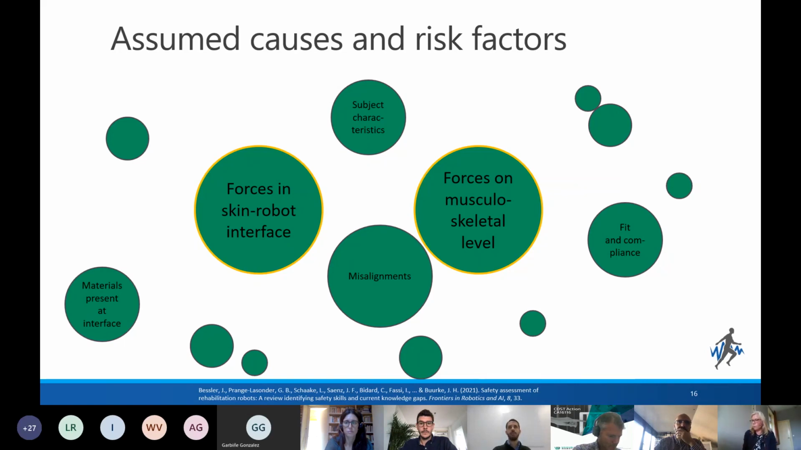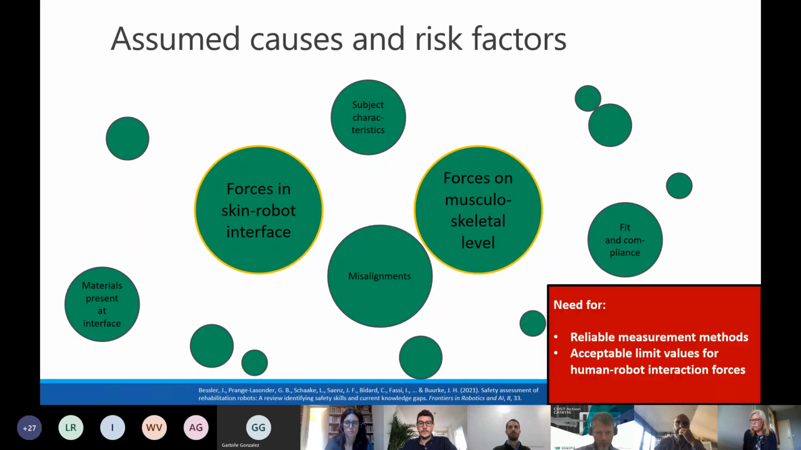So these are important aspects to be aware of and actually to get more information on. Because if you dig a little bit deeper into that, it's also clear that there are major gaps still in that area in terms of rehab robotics. So there's actually a need for reliable measurement methods of these two aspects. And also, even if you have a way to measure it, there's really not much information out there on acceptable limit values for these interaction forces. So it's not really known at what point you shouldn't go over a certain limit, because then you do damage to the human system.